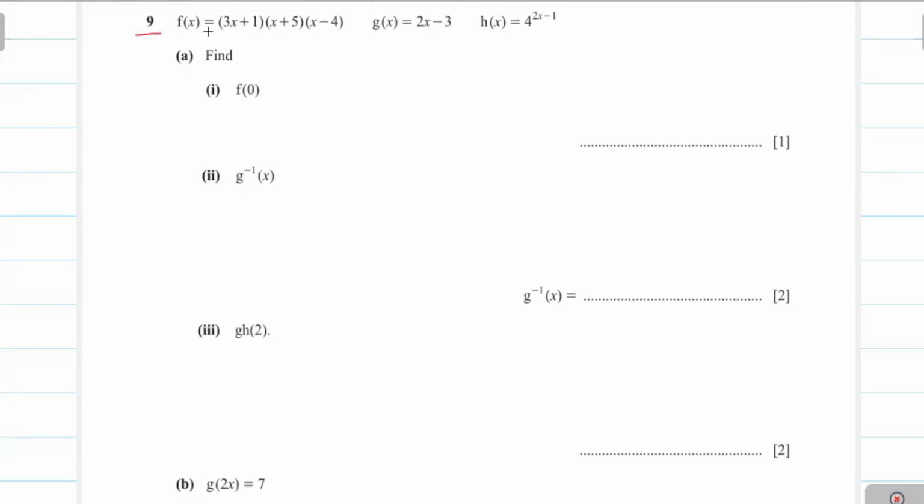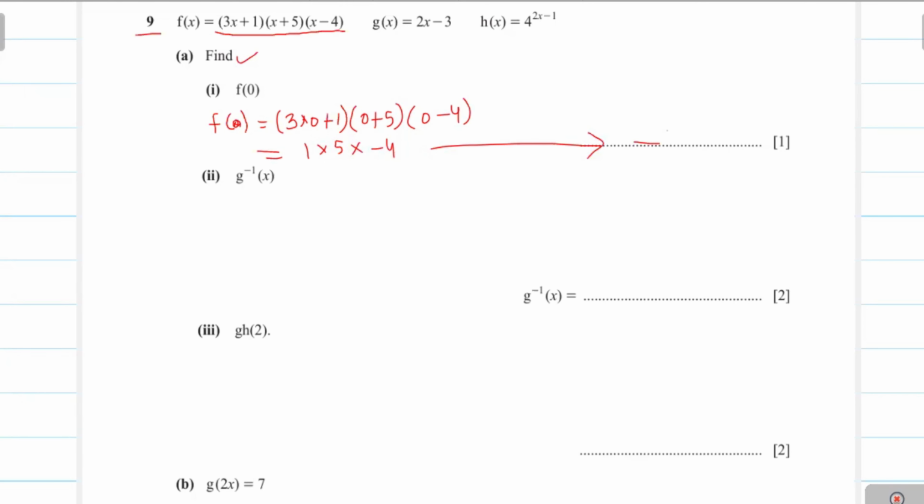Question 9, f of x equals (3x plus 1)(x plus 5)(x minus 4). Find f of 0. x here is 0. We substitute the value: (3 times 0 plus 1)(0 plus 5)(0 minus 4), and therefore this value equals 0 plus 1 is 1, multiplied by 5, multiplied by minus 4, this will be equal to minus 20. This is the answer.